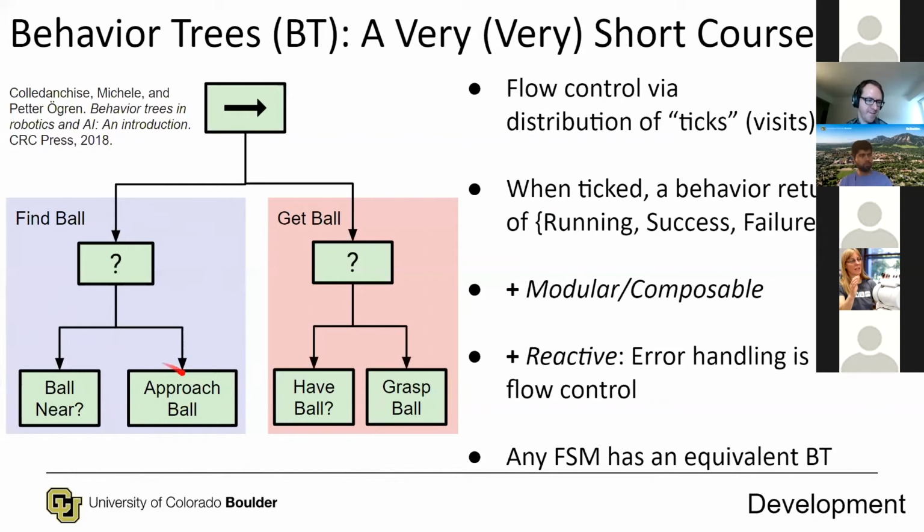subtree succeeds. So this subtree is going to continually check if it's near the ball, and if not, it's going to repeat the approach ball action until it is. And this makes the behavior tree reactive.